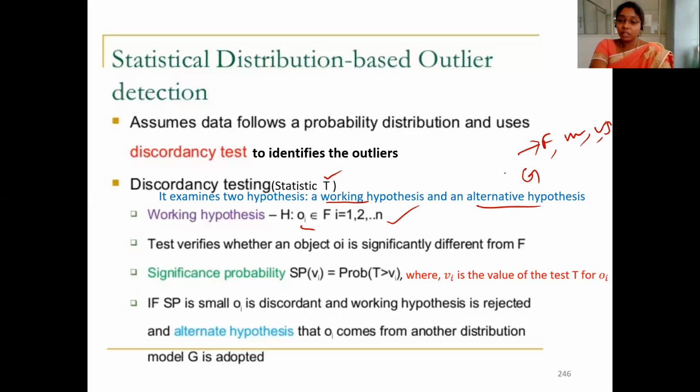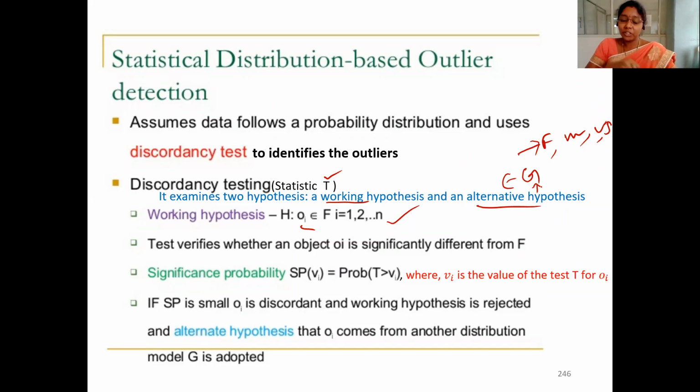So they are not belonging to the given distribution F. They are something like outliers, and they belong to the distribution G. This is the alternative hypothesis. So this discordancy test verifies whether an object is significantly different from F or not. What is the task of the test? It verifies whether the given object differs from the given distribution or not. If it is different from the given distribution, it can be treated as an outlier. Otherwise, it is not an outlier.